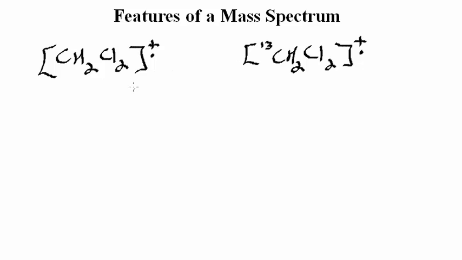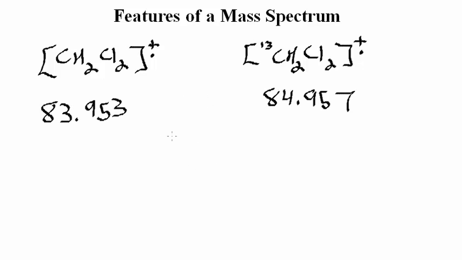So for example, if you were to calculate the precise molecular mass of each one of these radical cations, you would see that the difference here, just being a C-12 on the left-hand side and a C-13 on the right-hand side, is a difference of 1 AMU.